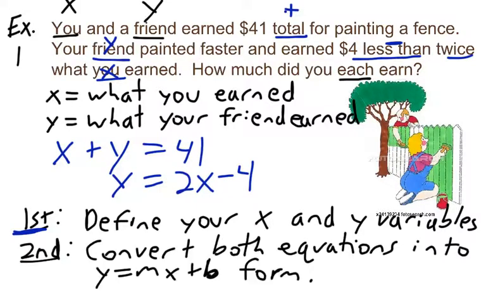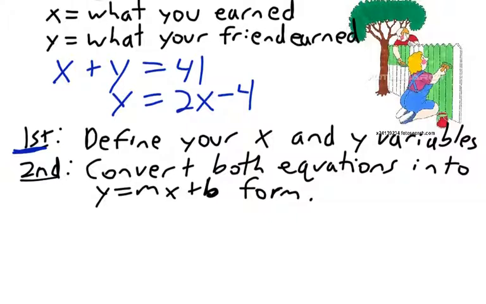Next, we want to convert both equations into y equals mx plus b form. If you recall, the reason we want to do that is because m stands for our slope and b stands for our y-intercept. So that'll make them real easy to graph. And then finally, our third step is the solution is where the two graphs intersect.